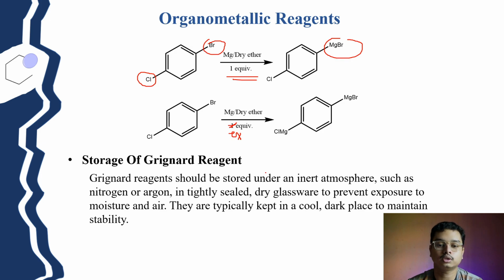And how do we store the Grignard reagent? Grignard reagent is stored in an inert atmosphere such as nitrogen or argon, in tightly sealed dry glassware to prevent exposure to moisture and air, and it is kept in a cool and dark place to maintain stability.